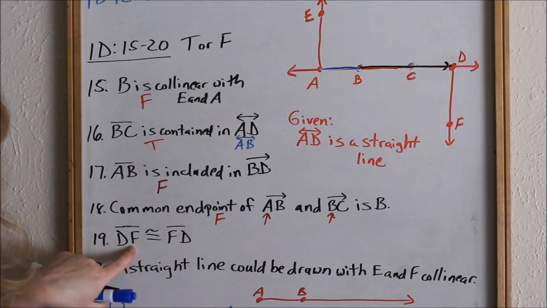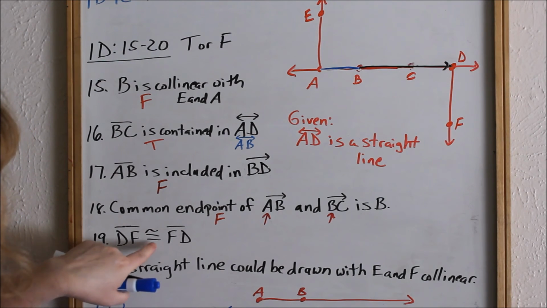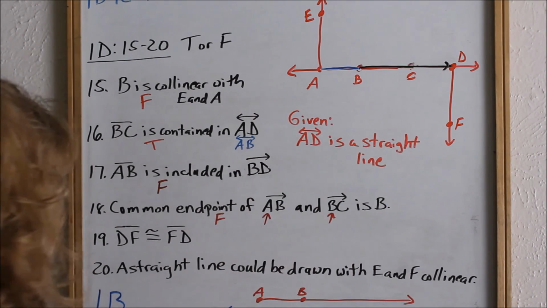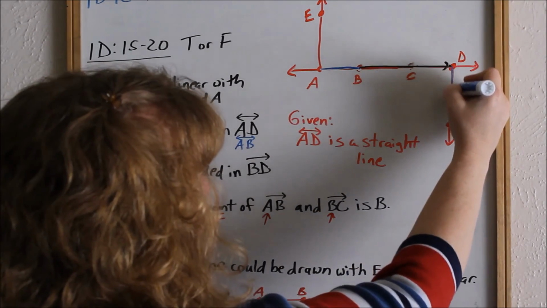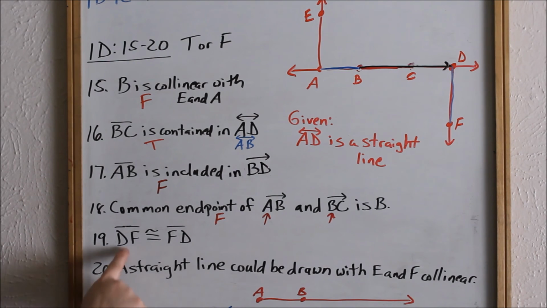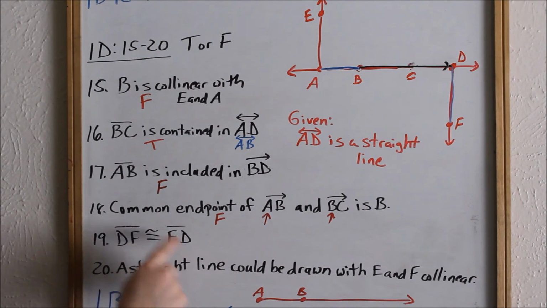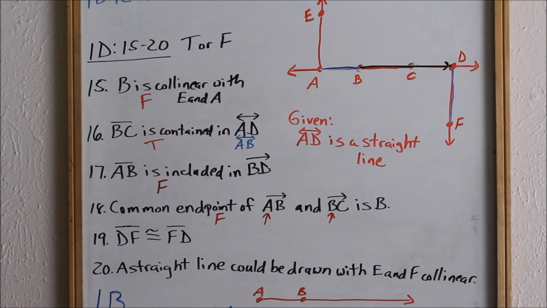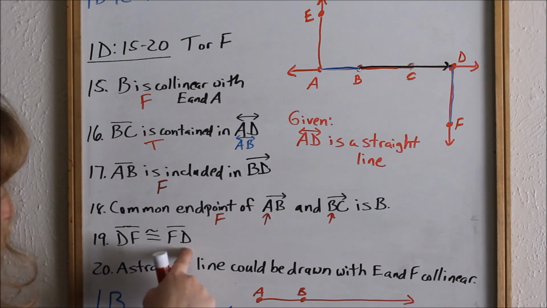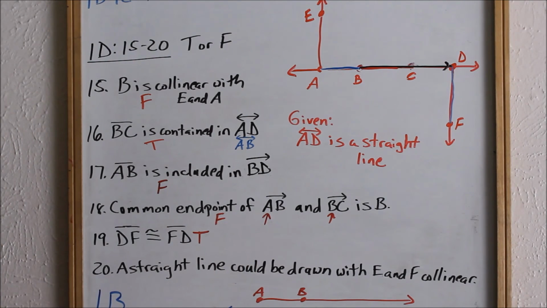Now looking at number 19, line segment DF is congruent to line segment FD. Well, if you look in your picture, this blue line right here is line segment DF. Is that the same thing as line segment FD? Yes, it is. When you're talking about a line segment, the letters can be flip-flopped. They can be exchanged. So line segment DF is the same thing as line segment FD, so that statement is true.